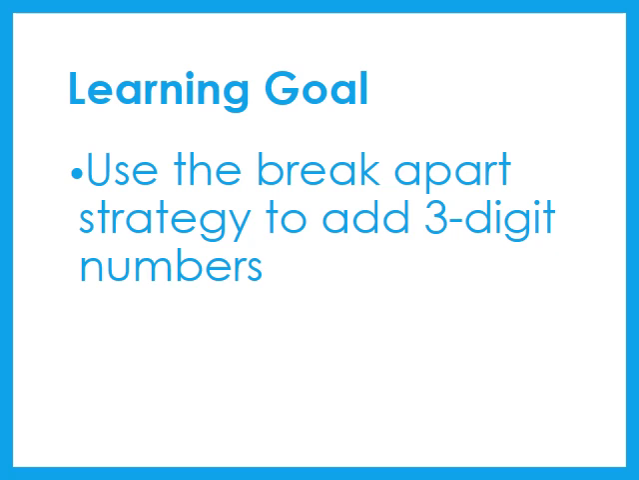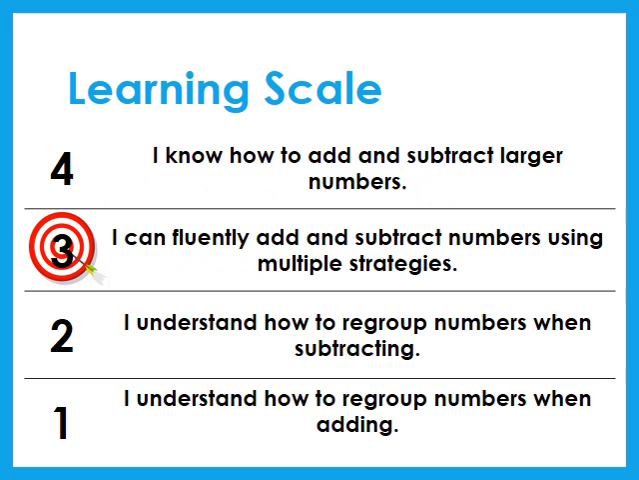Here we have our learning goal for this lesson. It says use the break apart strategy to add 3-digit numbers. Our learning scale, it's the same one we've had the last few lessons. At a level 1, you should be able to understand how to regroup numbers when adding. Level 2 is all about subtraction, so we're going to skip that and go to our target level. Level 3, I can fluently add and subtract numbers using multiple strategies. And level 4, I know how to add and subtract larger numbers.